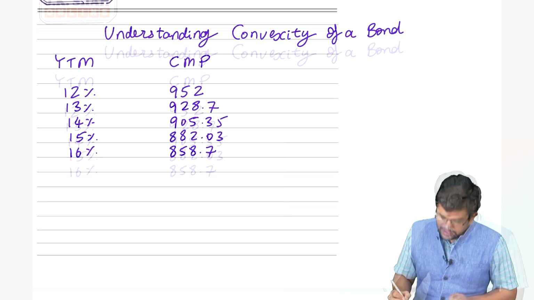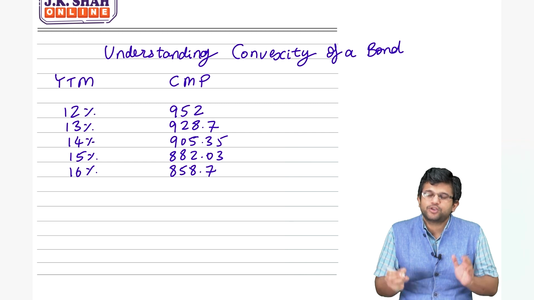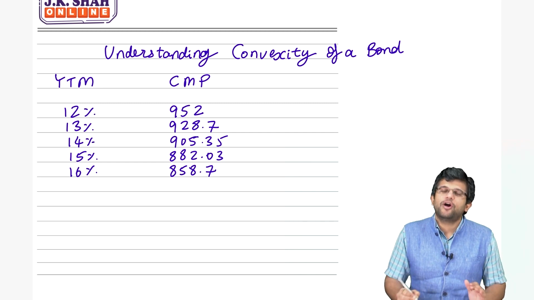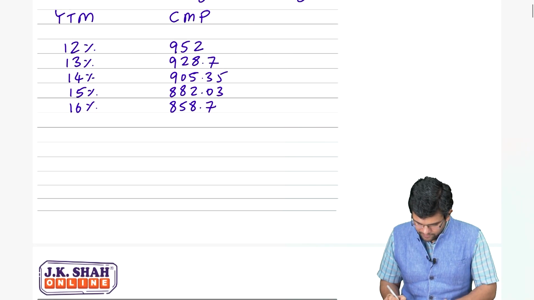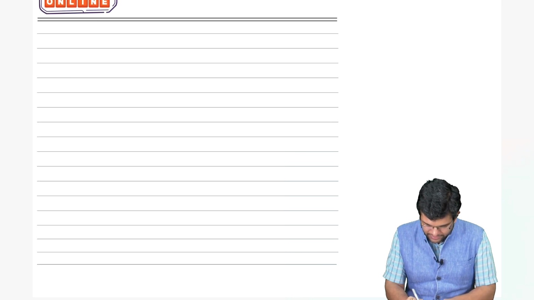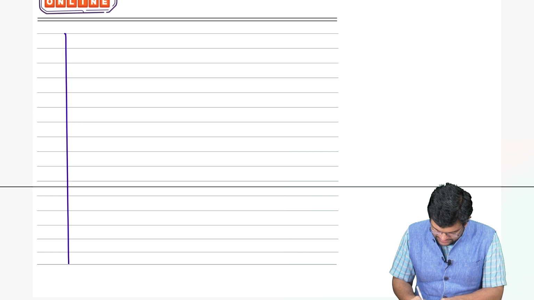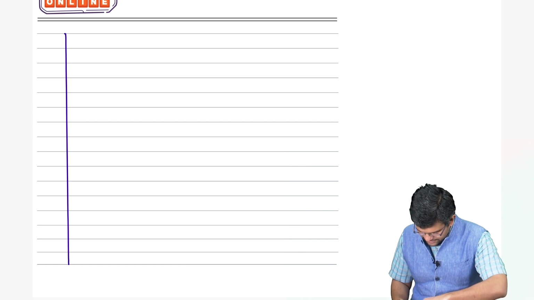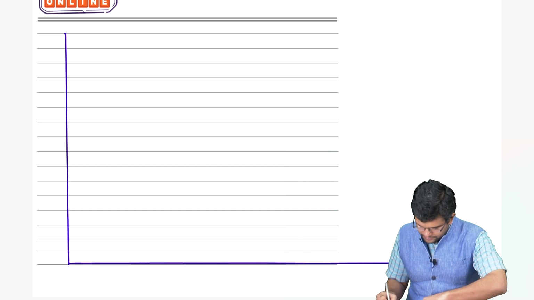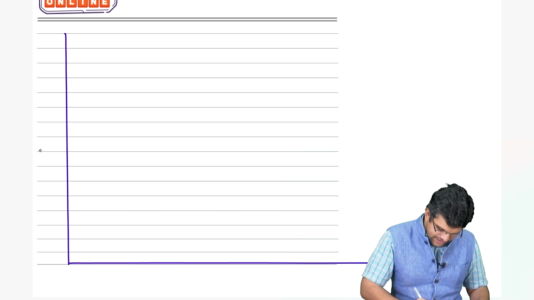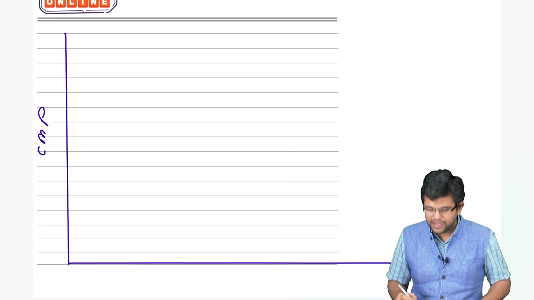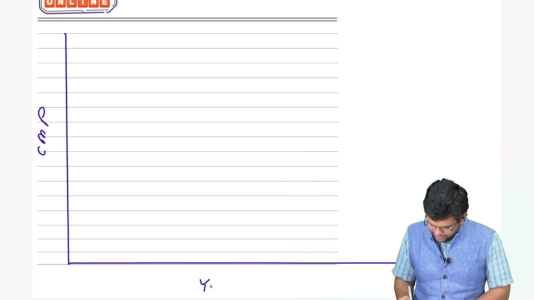Now children, if I plot these coordinates on a graph, they will form a straight line. I'll just draw the graph downstairs here. Please be attentive. This is the y-axis, and this is the x-axis here. So this is the graph here, children. On the y-axis I'll write down current market price, and on the x-axis I will write down YTM.